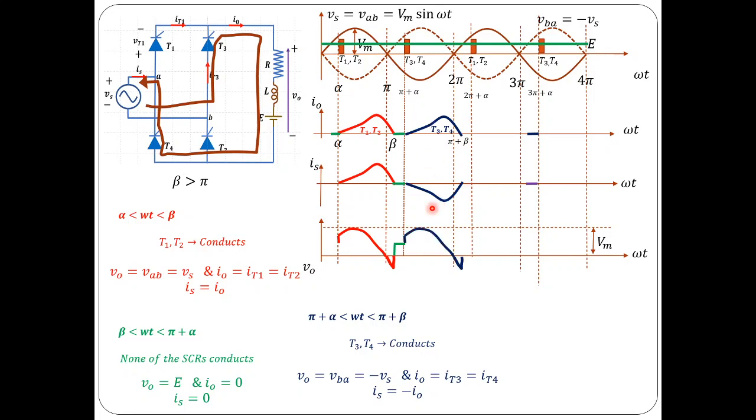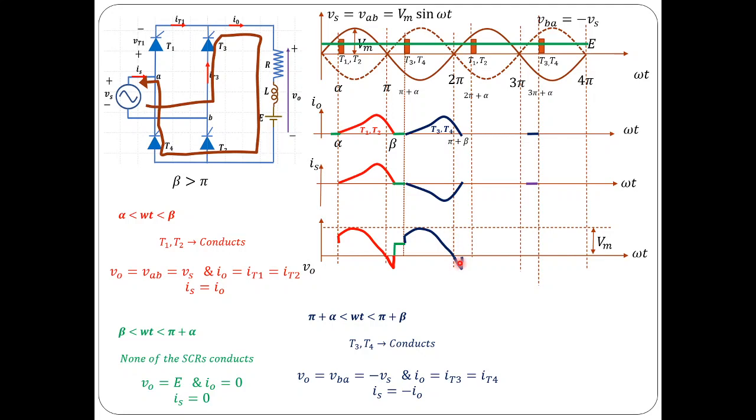And during this period, the voltage across the load is the same as minus Vs, so minus Vs is shown with the dotted line. During this period, pi plus alpha to 2 pi plus alpha, the load voltage would follow this curve shown in the dotted line.